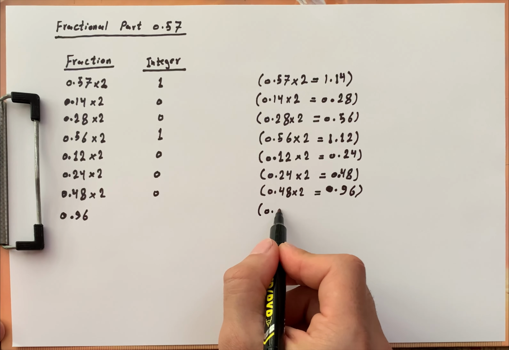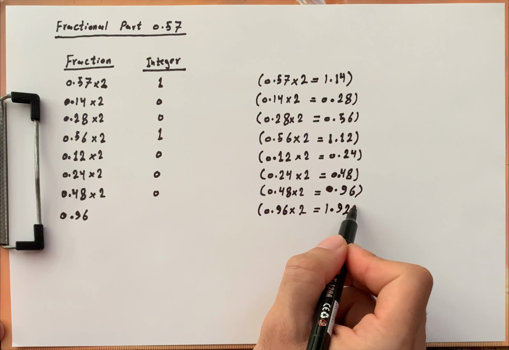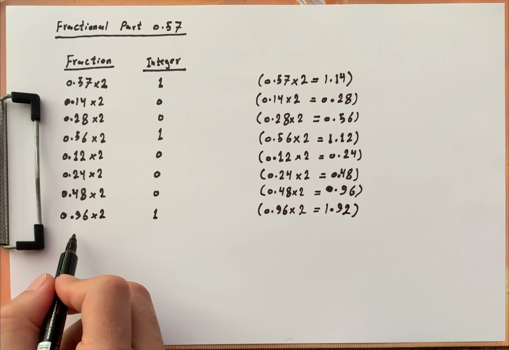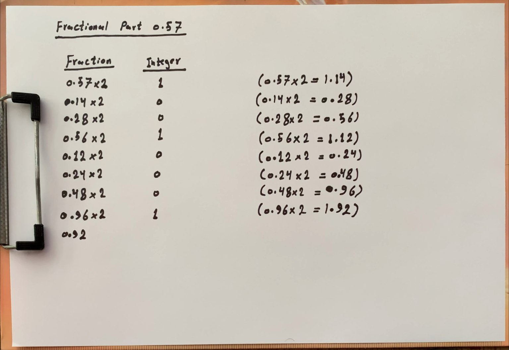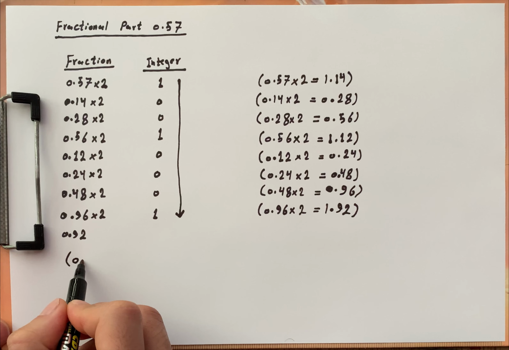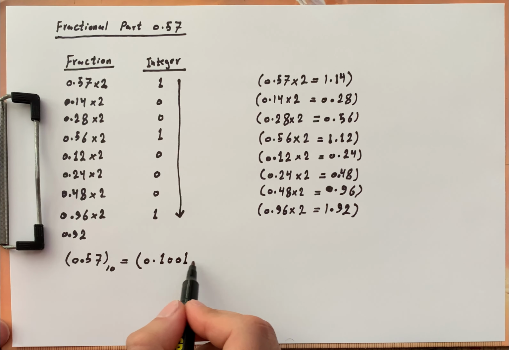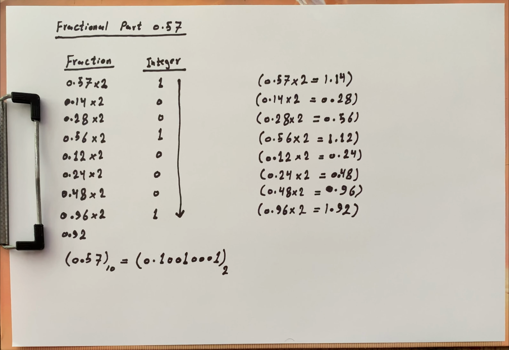Then multiply the number 0.96 by the base 2 equal to 1.92. So the integer part is 1 and the fractional part is 0.92. Stopping at 8 decimal places. Traverse the integer column from top to bottom. So the number 0.57 in decimal is equal to 0.1001001 in binary. Now we add the two converted parts together.